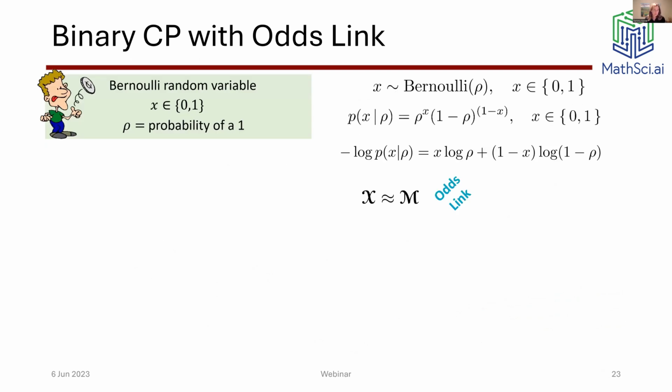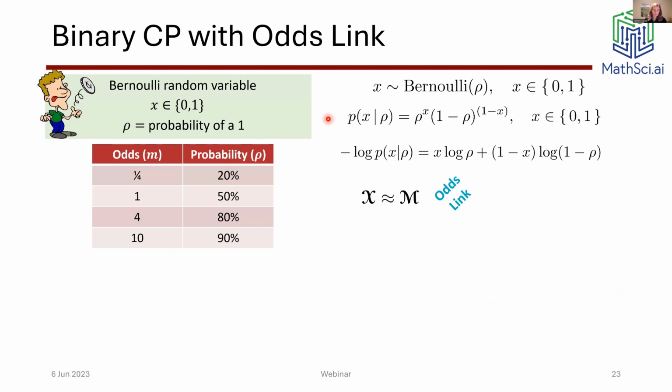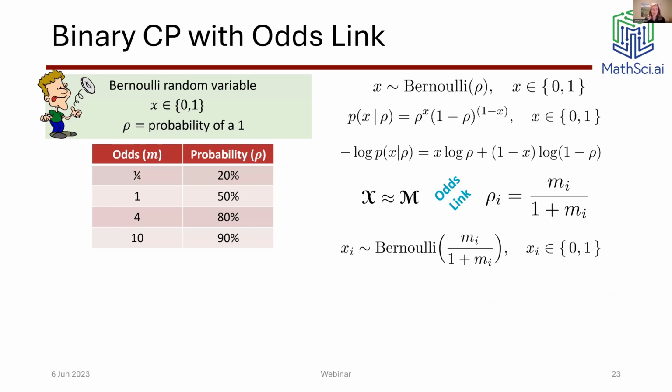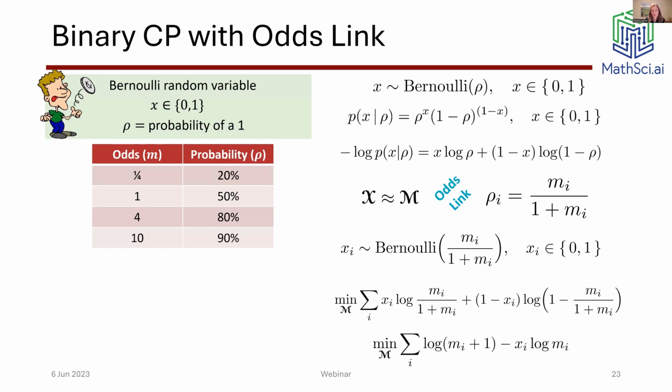All right, so you can play this same game with Bernoulli, and then here's a neat thing where we do something different. So the formula is actually rho sub i, link is mi over 1 plus mi. So we plug that in, we'll say xi is Bernoulli with this connection to mi as we show here. And then you get this funky formula when you plug everything in, but it simplifies a little bit to this: log of mi plus 1 minus xi log mi.